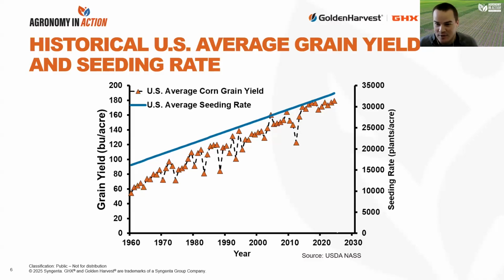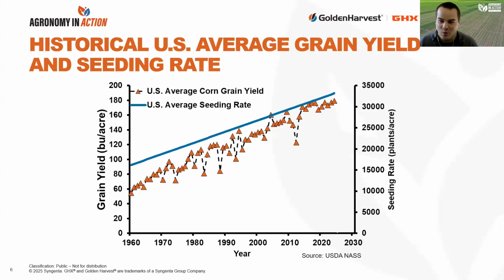The orange line there would be the U.S. average corn yield, and it follows a very similar trend. Continues to increase yields over the decades. This year, we actually set a new U.S. average corn yield record at 279.3 bushels per acre.